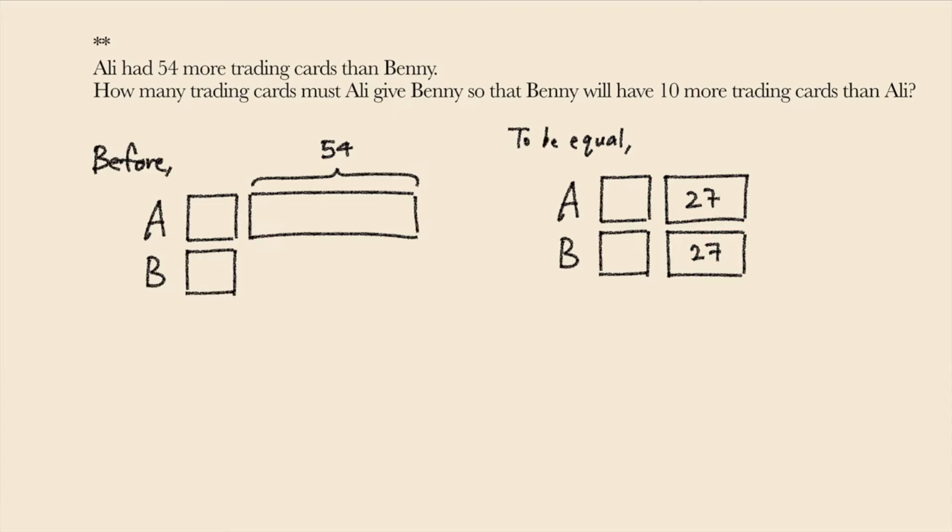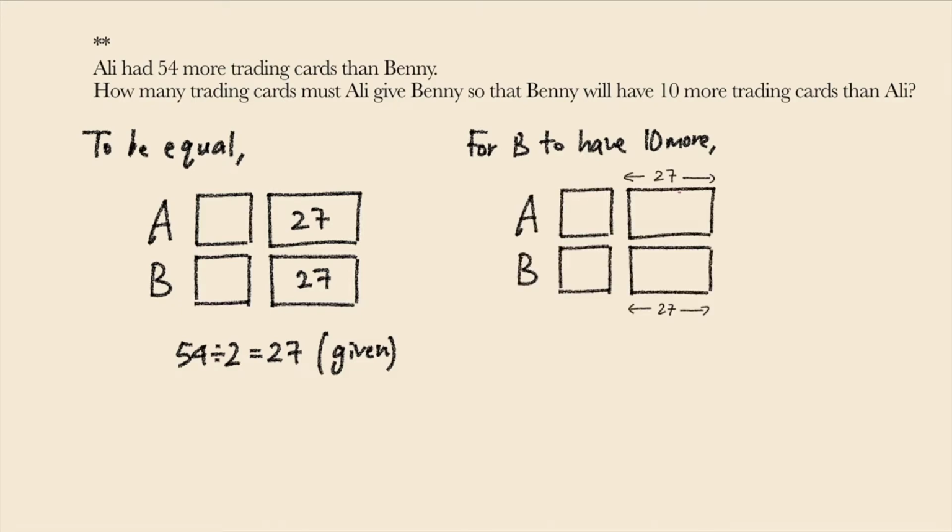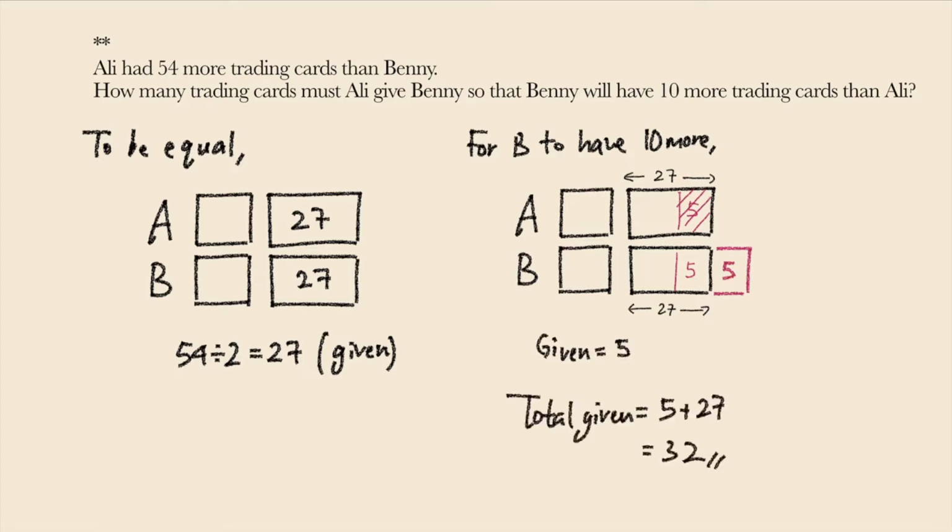Now, we know that B had more than A in the end. So even more will be given. So how do we show that? Okay, we have to show that 5 would be transferred over to B. And this is how we obtain B having 10 more in the end. So don't forget, we transferred 27 earlier, and now we are transferring another 5. So the total that's transferred must be that 27 and the 5, meaning 32 in total transferred. That's it.